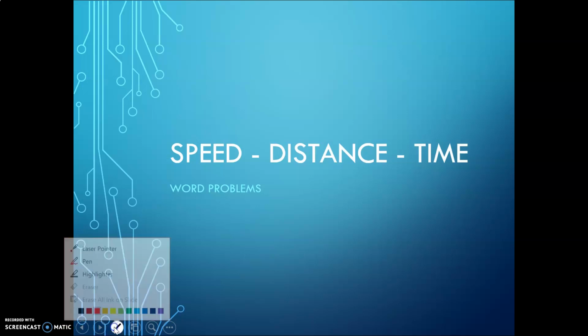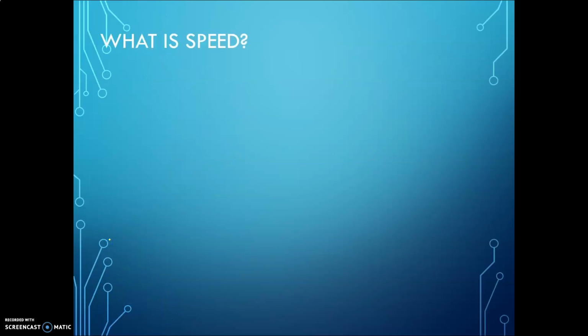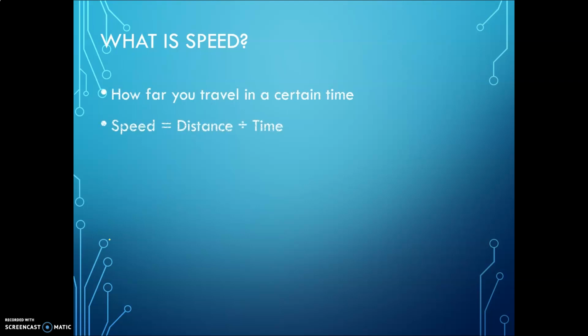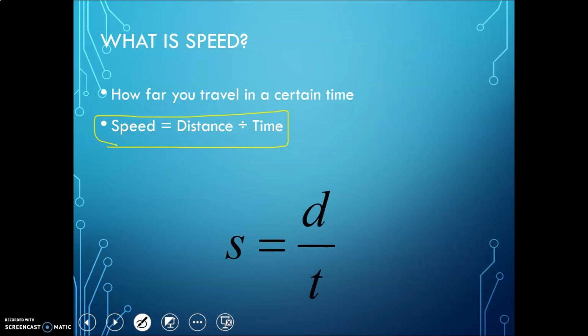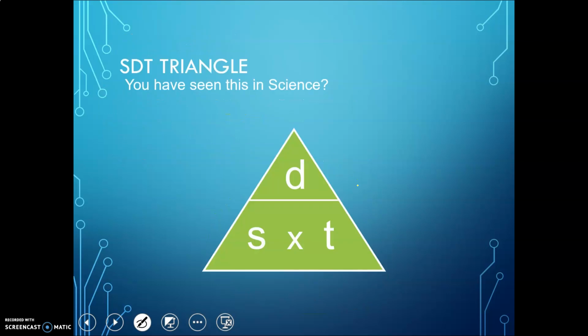In this video, we're going to be looking at some speed, distance, and time word problems. So, first, before we get started, what is speed? Well, speed is how far you travel in a certain amount of time, and it's calculated using this formula: speed equals distance divided by time. You can also see it written like this. We call the result the average speed.